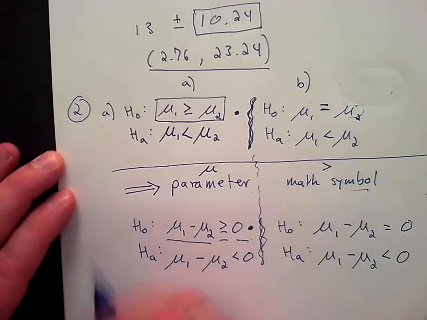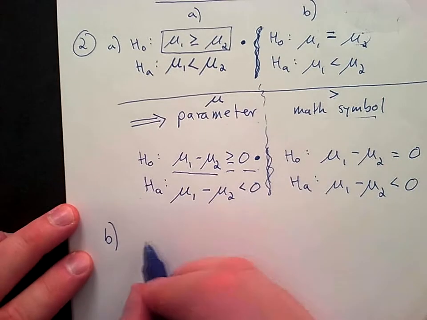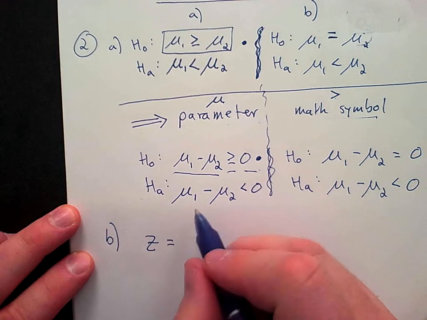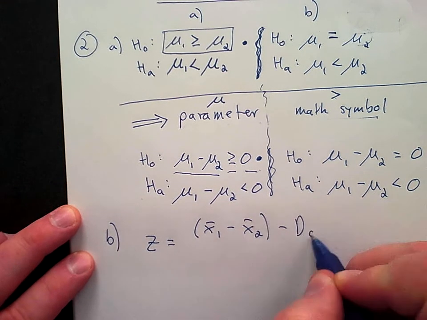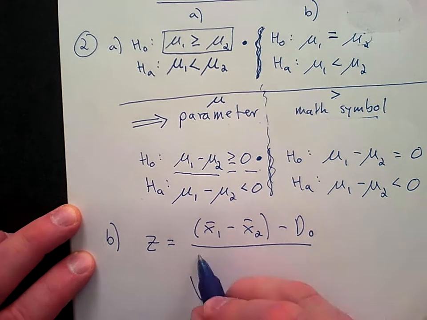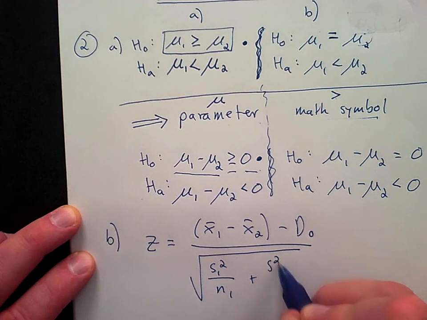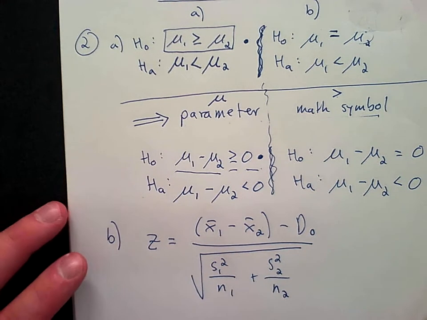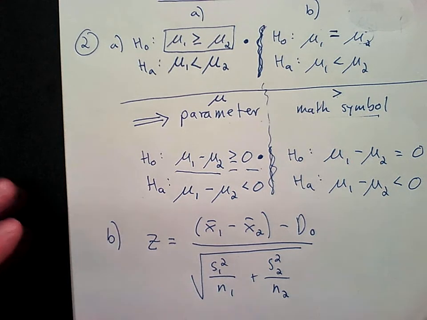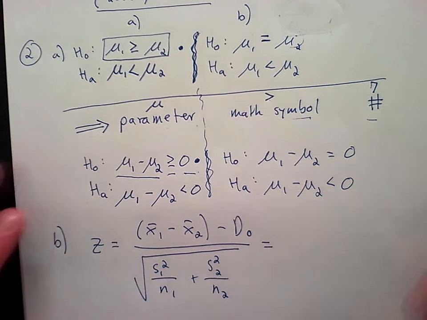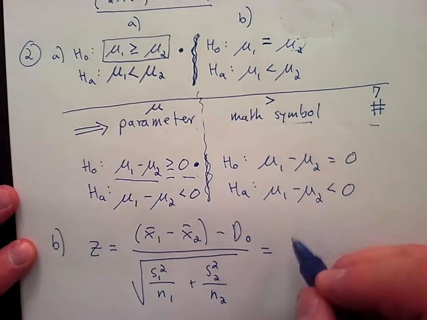All right. So let's do it. 2B. Stole my thunder on that one. All right, so I'm going to copy down this formula from the formula sheet. X bar 1 minus X bar 2 minus D naught divided by the square root of S1 squared over N1 plus S2 squared over N2. Is everybody good with where I'm getting this formula from? All right, then let's plug in some numbers. What is X bar 1 in this problem?